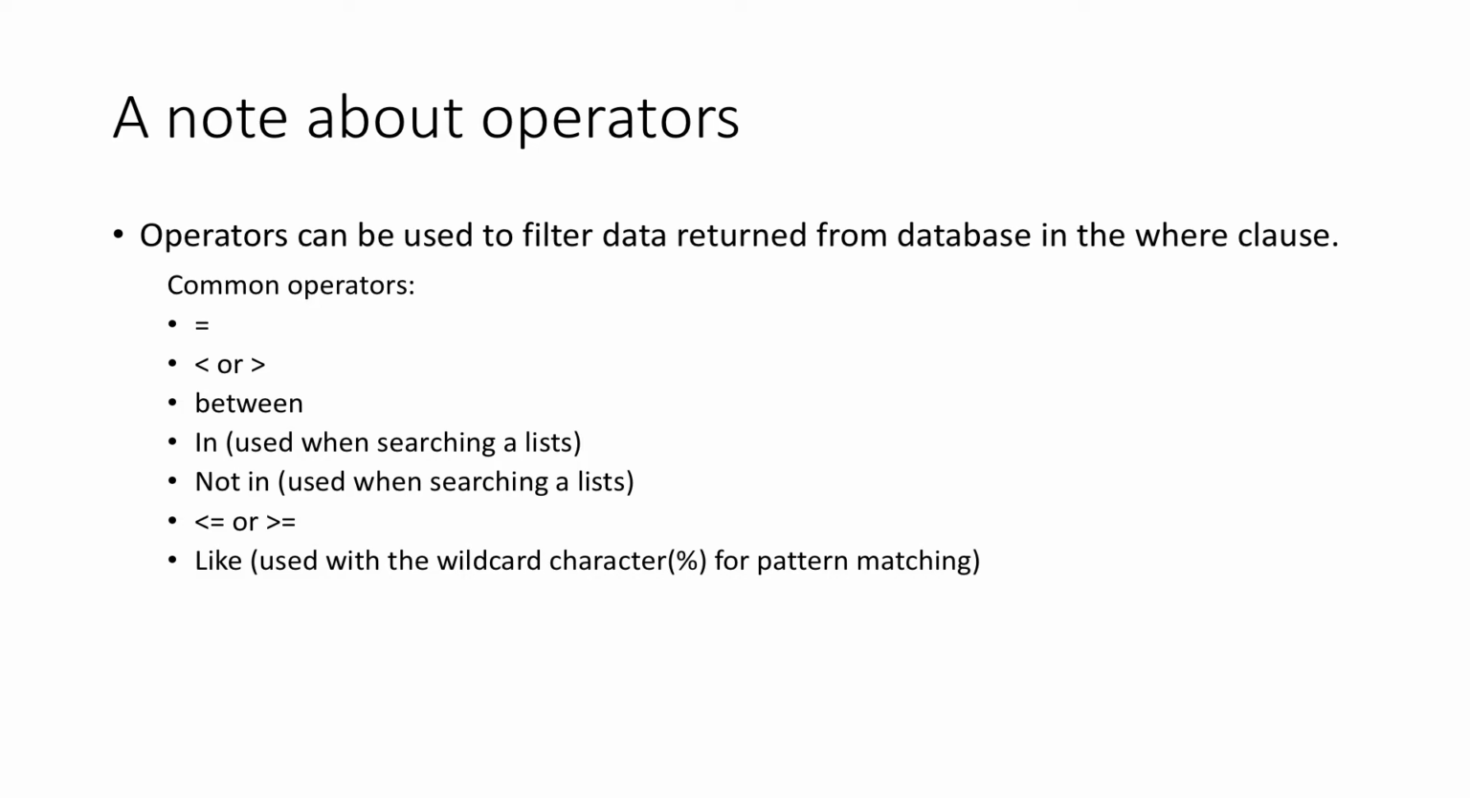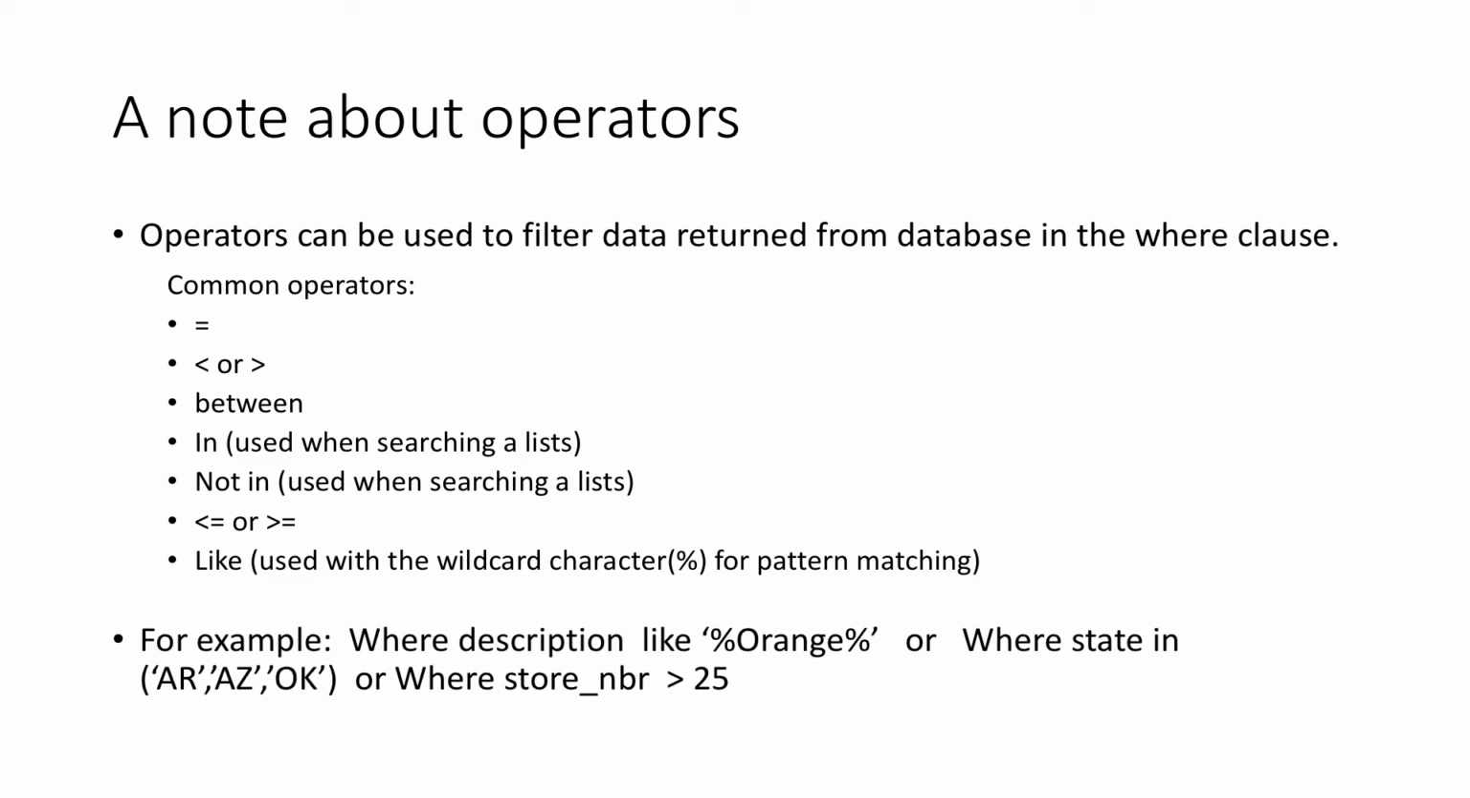And as with the data type conditions, if you had an in list and you were searching for a list of states, you would have to do tick, AR, tick, then comma, and then you can keep going like that. Not in is very similar to in, but it's just going to exclude everything in the in list. You have greater than or equal to, less than or equal to, and like. This is used for wildcard searching. For example, say we had where description like percent orange percent. So this is going to return any row where the description column has orange in it.